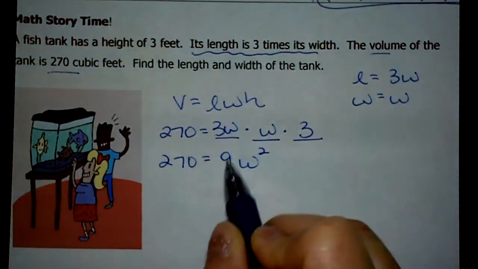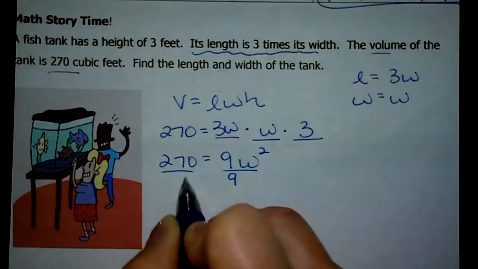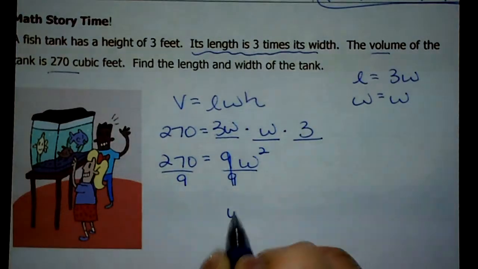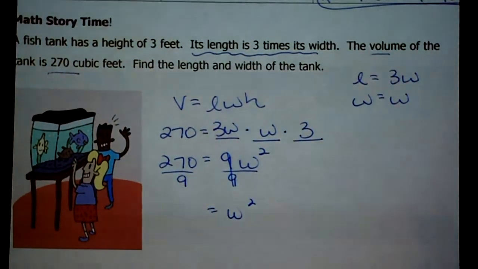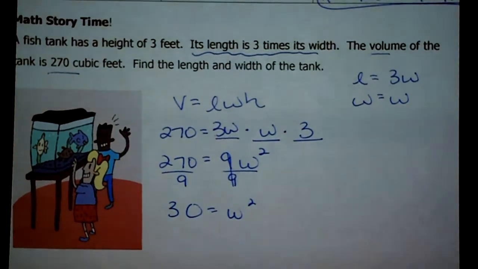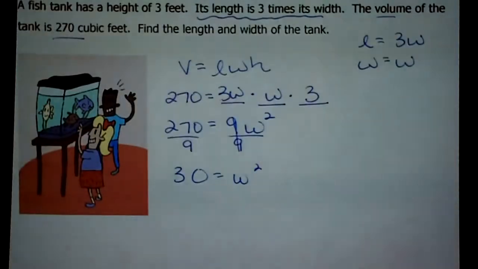So that means I need this 9 to go away. I'm going to divide both sides by 9. The w's on the other side, it's okay. This is like an x. And 270 divided by 9: 9 goes into 27 3 times, bring over the 0. Okay, so now I'm going to have 2 answers here, right?